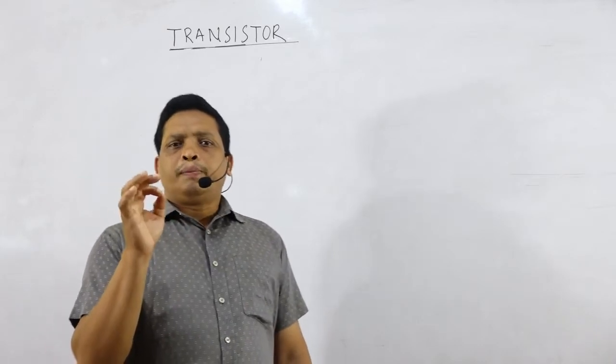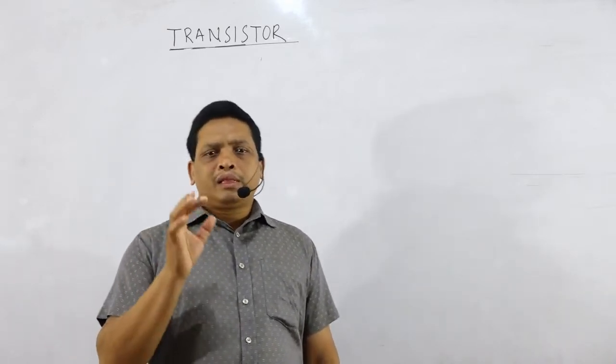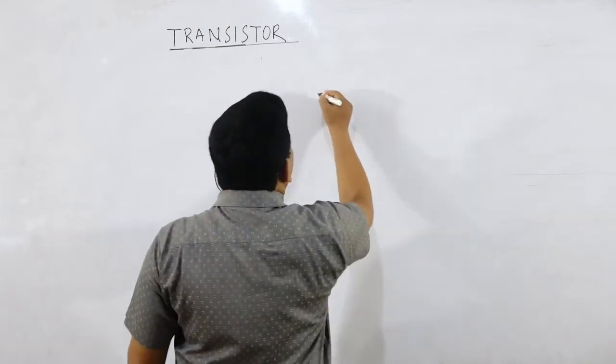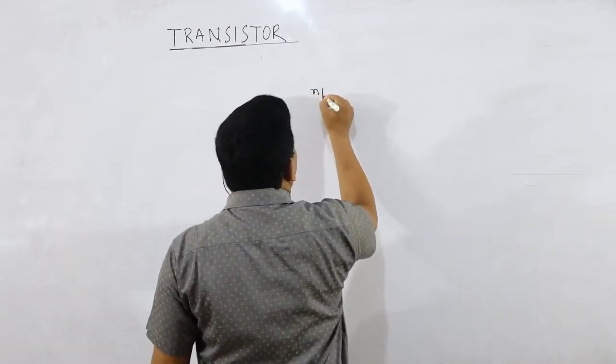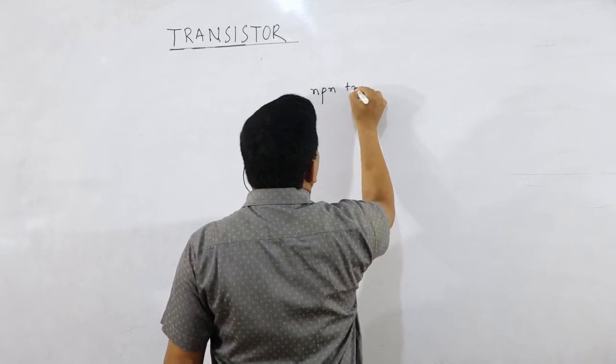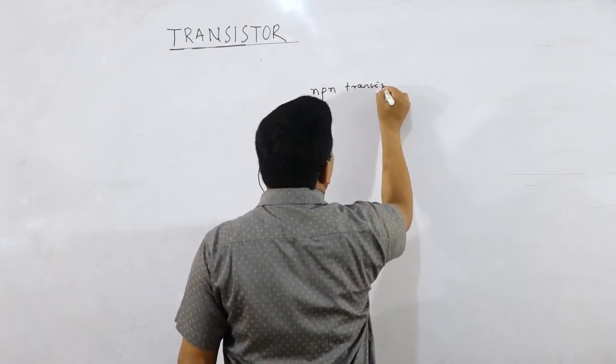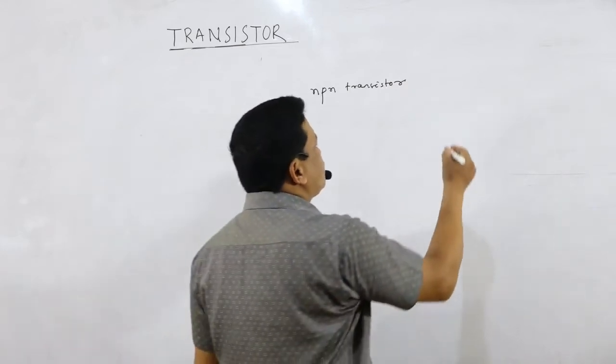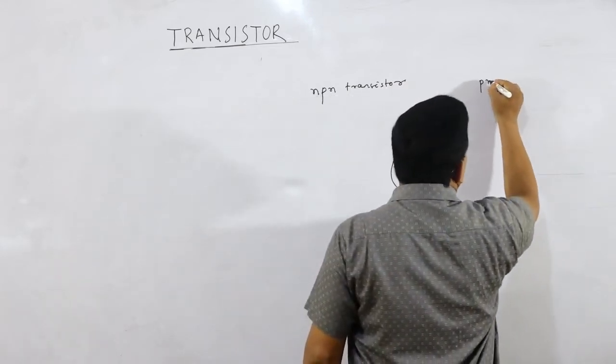Now, based on design, there are 2 types of transistor. One is NPN transistor, and another PNP transistor.